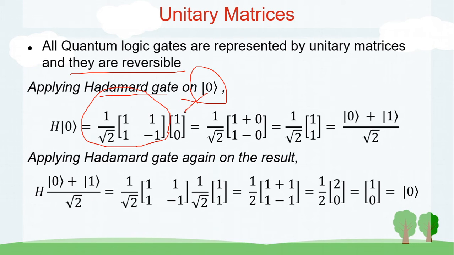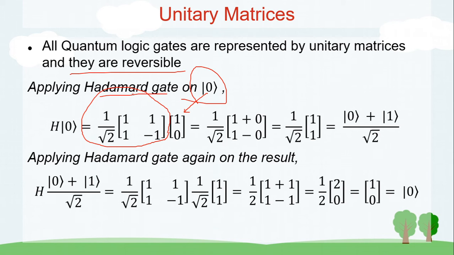And this can be represented by a column matrix. Now I need to multiply. So it is 1 into 1 plus 1 into 0. Similarly, 1 into 1 minus 1 into 0. So you get 1, 1. And this can be expressed, because now this has got both values, as nothing but 0 state plus 1 state by 2.